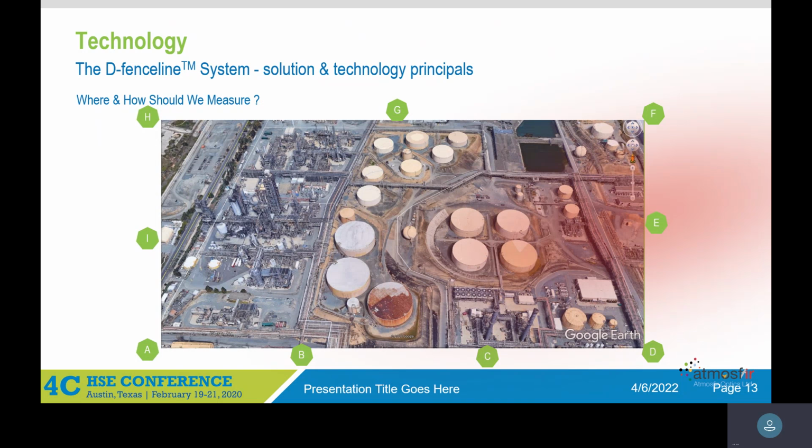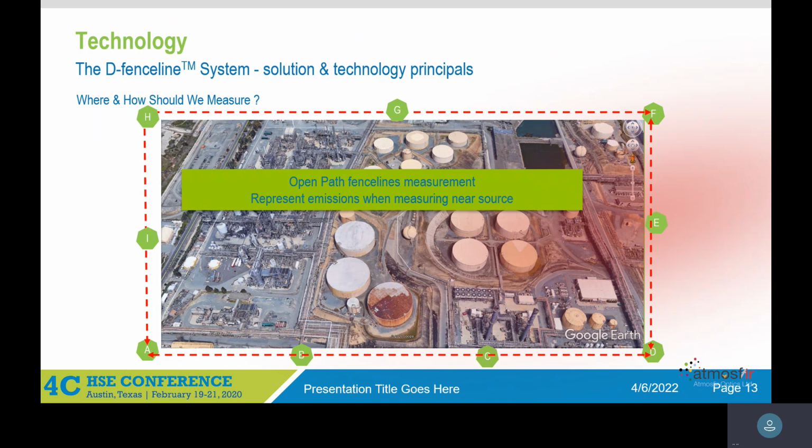So if we take the concentration from point E, it really doesn't represent the emission from the chemical complex. The true representation will be along lines. And if we measure along lines, then we can correlate to the flux correctly, and we can give a good picture. In other words, open path fence line measurements represent emission when measurements are near the source.